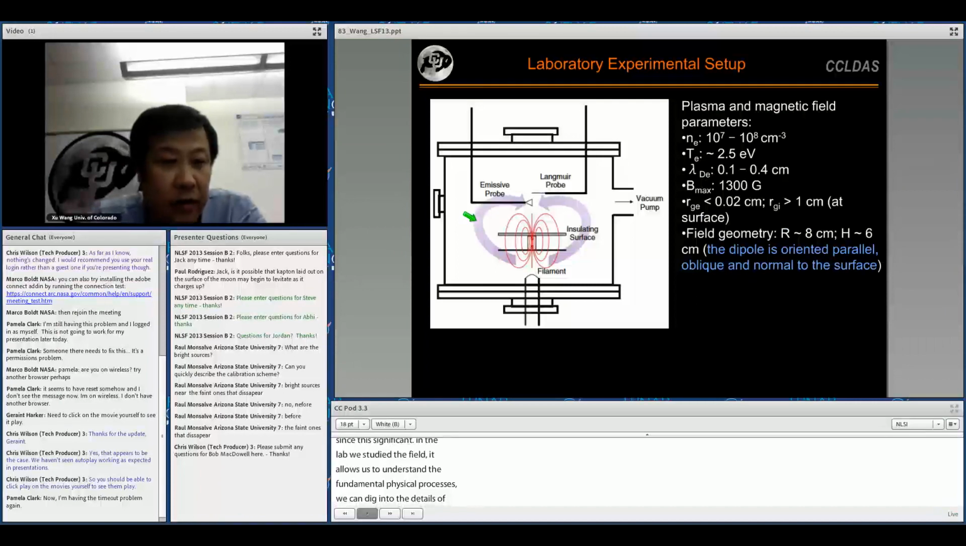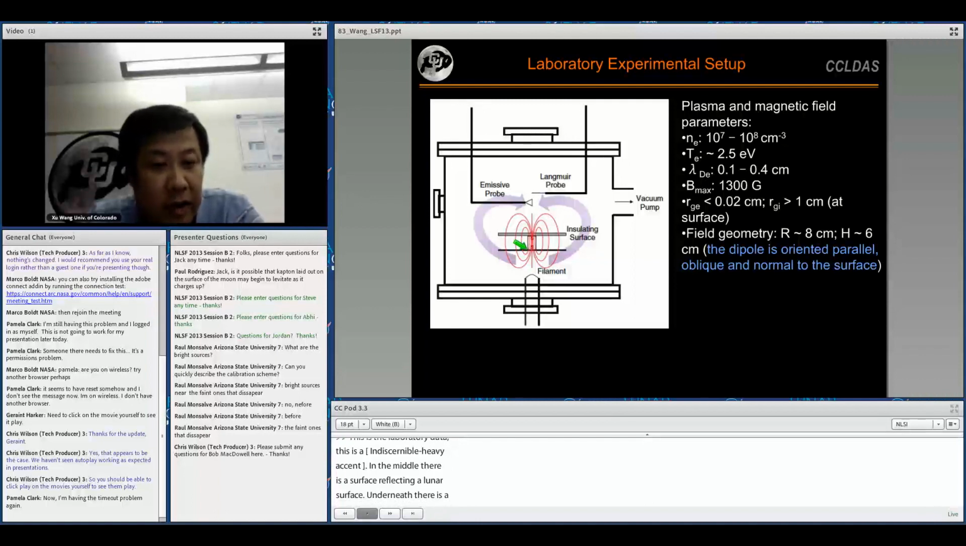So this is the laboratory setup. This is a vacuum chamber. It's 50 centimeters in diameter, 30 centimeters tall. And in the middle, there's an insulating surface representing the lunar surface. And underneath, there's a permanent magnet. So the dipole field shown in this picture is vertical to the surface, but we actually did the parallel and oblique dipole field to the surface.